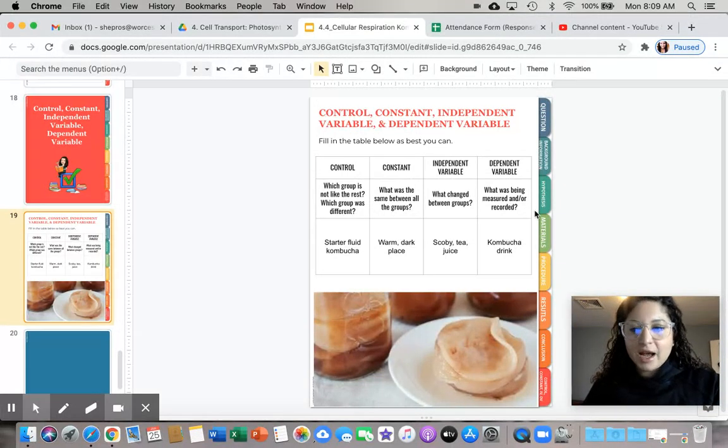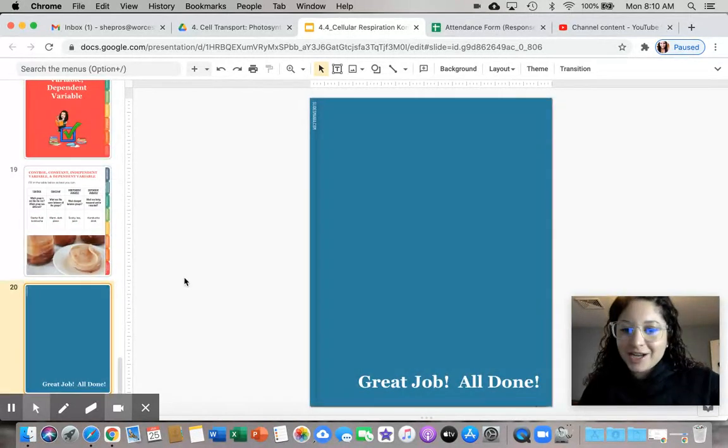So again, I hope that you were able to see how cellular respiration is taking place in this experiment, in this activity. I hope that also maybe you're interested in trying the kombucha drink. That is up to you again. But at this point, your entire lab notebook should be filled out. So please make sure you scroll through, make sure you have answered all of the questions that you need to answer. But all I want to say is great job. We're all done.